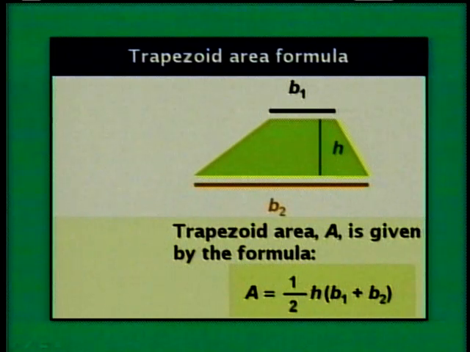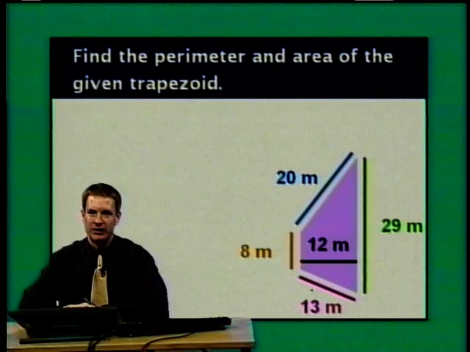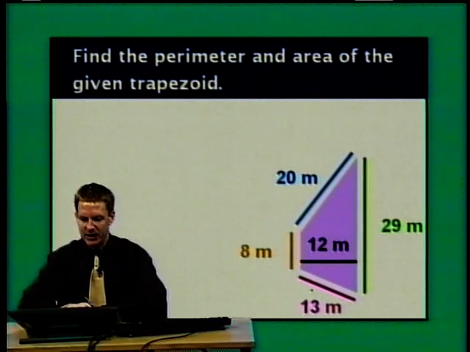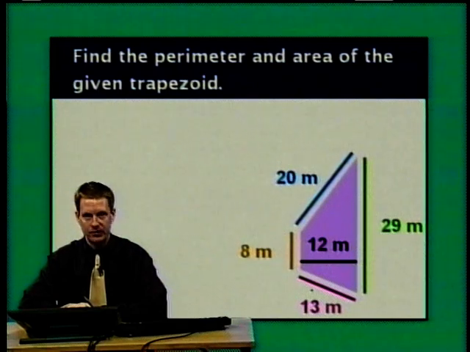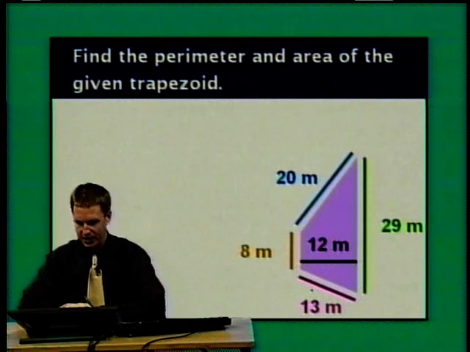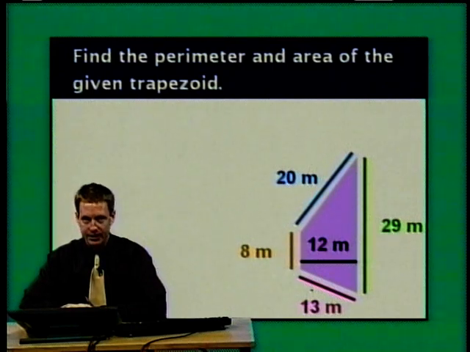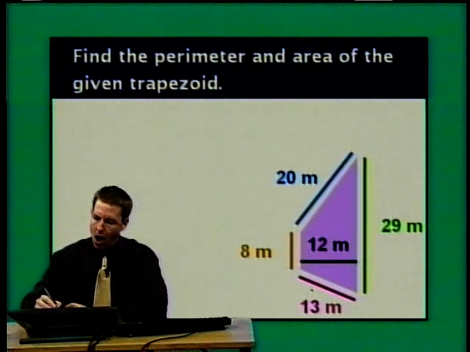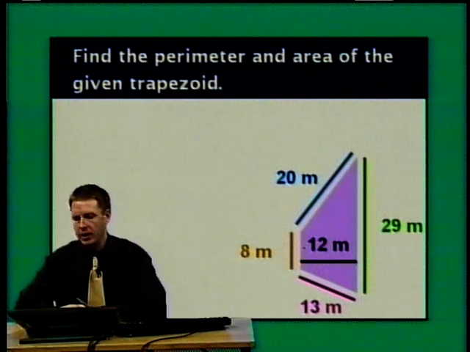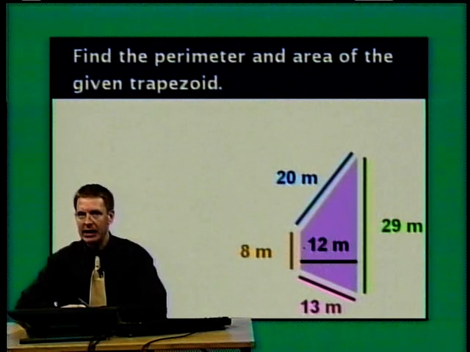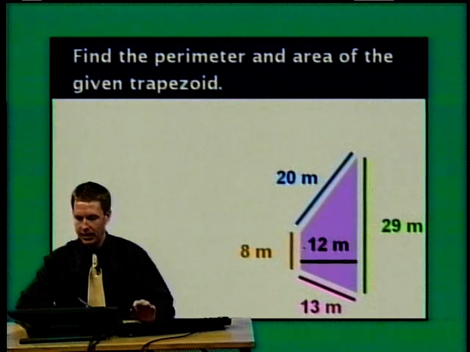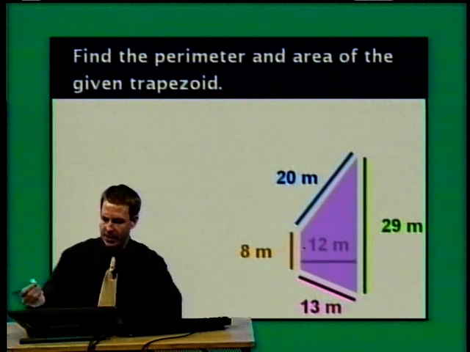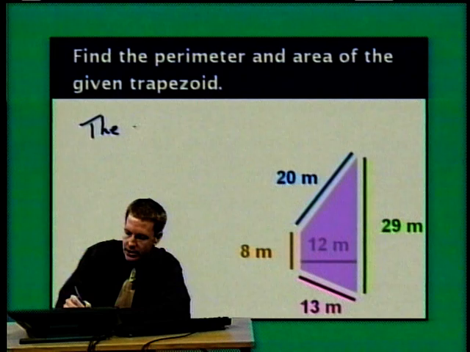The trapezoid area A is given by the formula A equals 1/2 times the height times the sum of the two bases. Let's do an applied trapezoid problem. Let's find the perimeter and area of the given trapezoid. Well, let's answer the perimeter question first. The perimeter question is asking us what is the distance around this trapezoid. So that 12 meters length is completely irrelevant to the perimeter question.